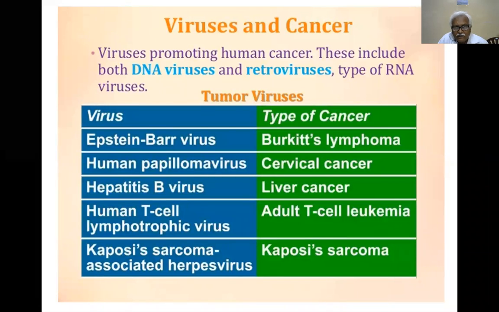Epstein-Barr virus causes Burkitt's lymphoma. Human papillomavirus causes cervical cancer. Hepatitis B virus causes liver cancer. Human T-cell lymphotropic virus causes adult T-cell leukemia. Kaposi sarcoma associated herpes virus causes Kaposi sarcoma.